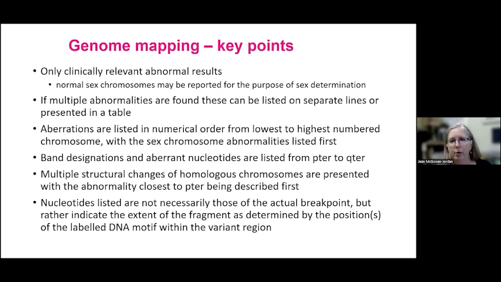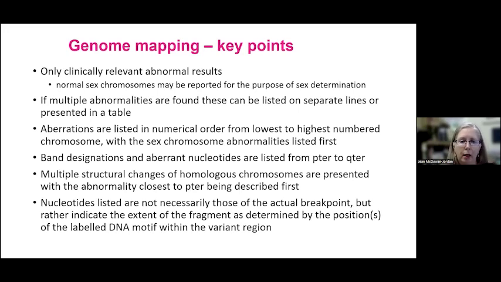Okay, I thought I would just outline a few other clinical key points, a lot of which are very similar to other parts of the ISCN, especially microarray and RSA, like I said. You'll only be listing the clinically relevant abnormal results, although, as I mentioned, normal or abnormal sex chromosomes might be reported for the purpose of sex determination. If you have multiple abnormalities, they can be either listed on separate lines or presented in a table. Aberrations are listed in numerical order from the lowest to the highest chromosome number, with the sex chromosome abnormalities always listed first, and that's uniform across technologies.